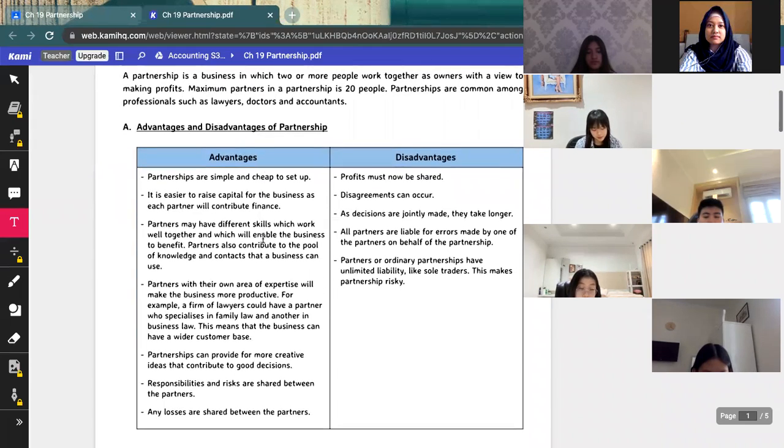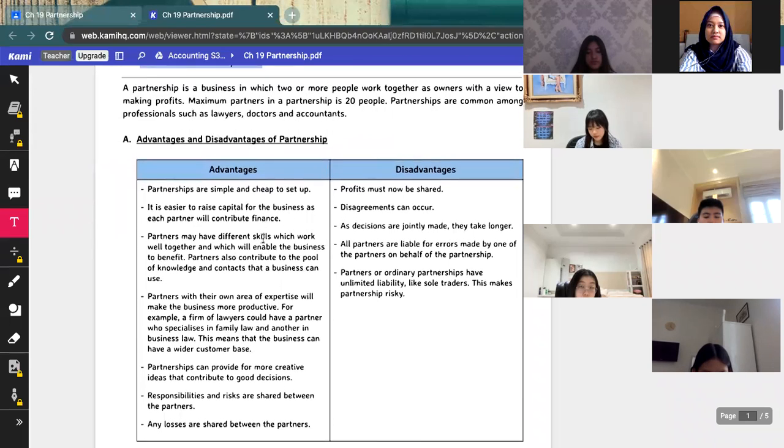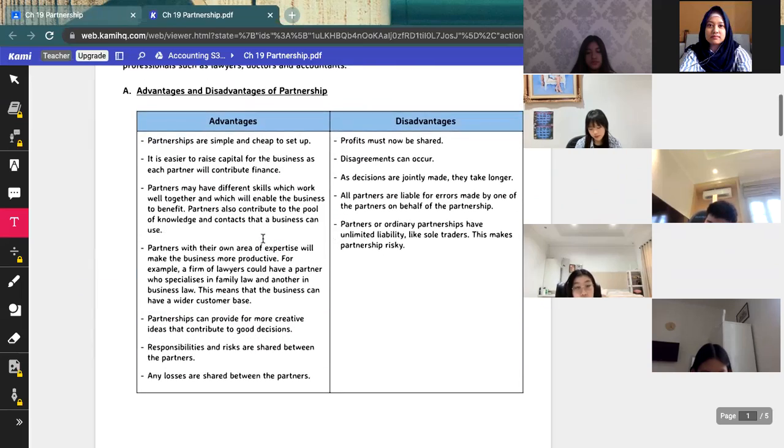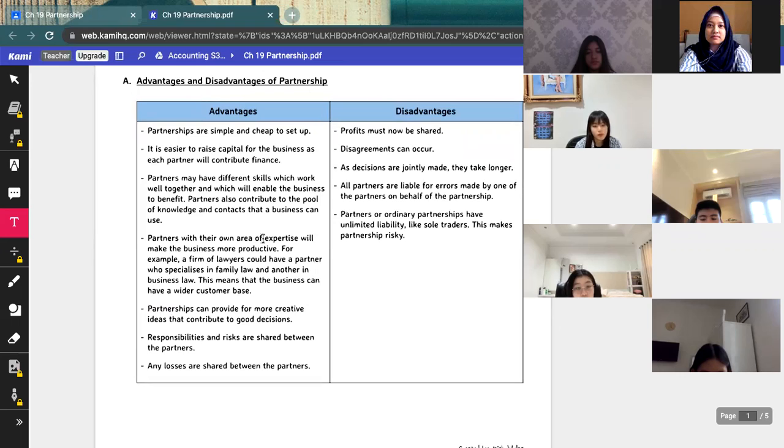Okay, let's continue the theory. In chapter 19, partnership, the theory will be there. So it is not only calculation, but theory about partnership sometimes occurs, around maybe 20%. And it also includes analytical thinking. For example, why does a sole trader want to change the ownership into a partnership? So you have to be able to explain logically.